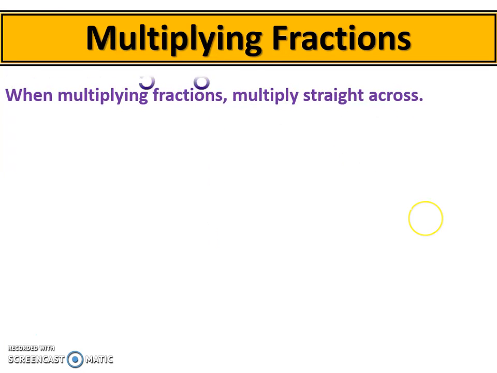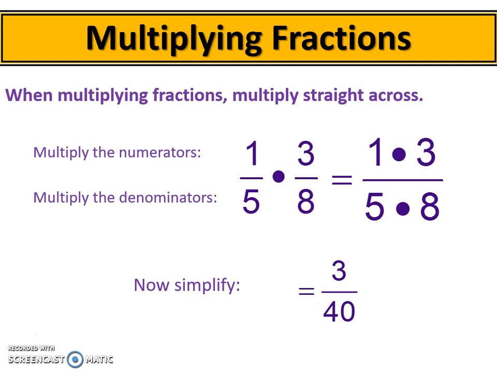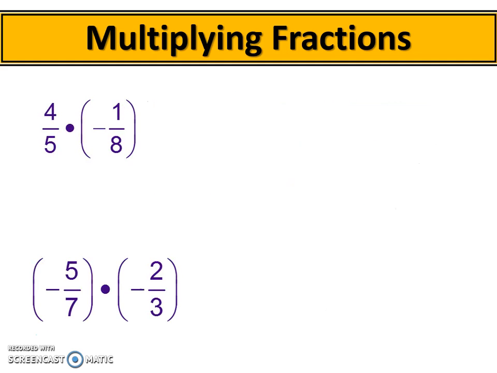If we just have two regular fractions, they're not improper, they're not mixed numbers or anything, then we can just multiply straight across. So in this example, 1/5 times 3/8, we multiply the numerators and multiply the denominators. So 1 times 3 gives us 3, 5 times 8 gives us 40. We can't do any additional simplifying, so that would be our final answer.